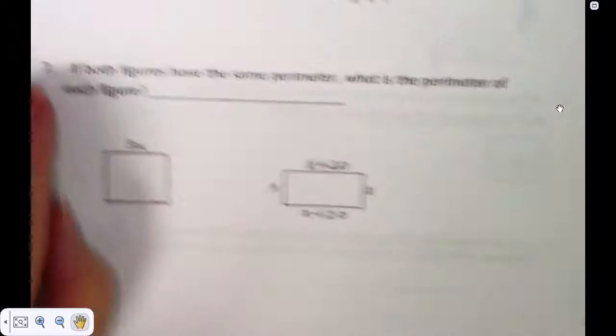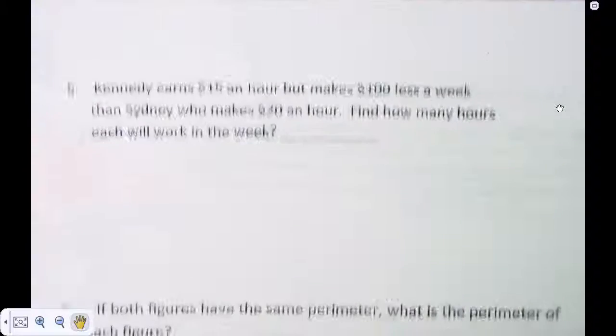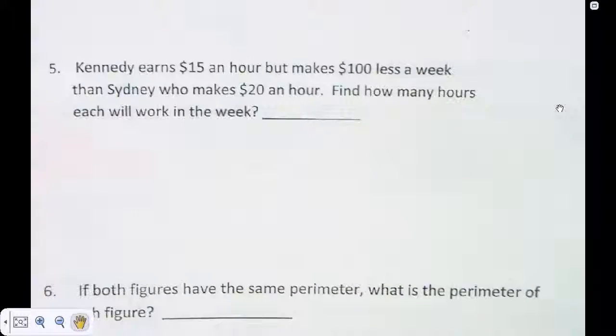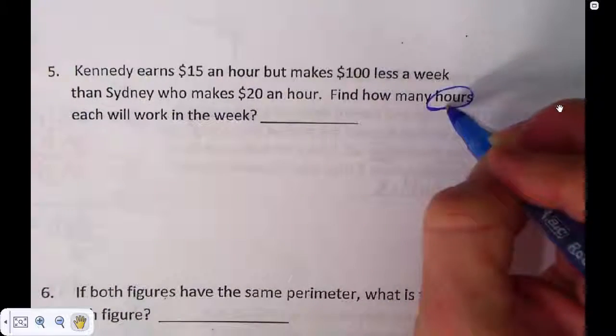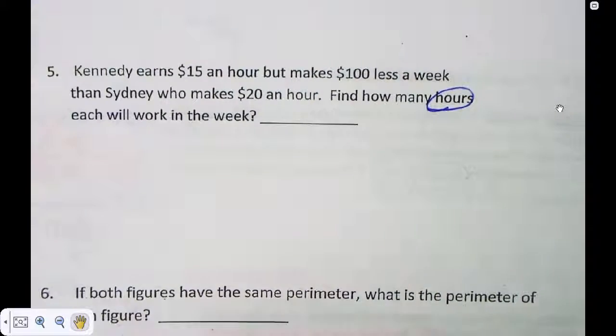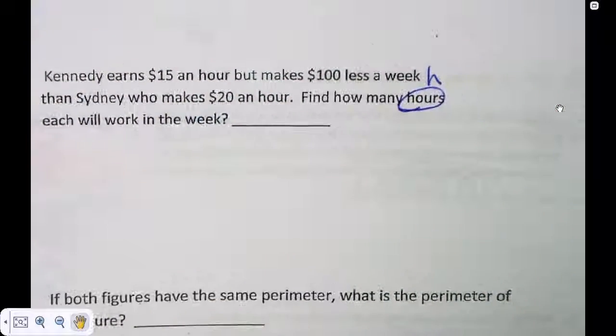Okay, on the back, number 5. Now this might help make it a little easier. This one might be a little more that you can relate to. Kennedy earns $15 an hour, but makes $100 less a week than Sydney, who makes $20 an hour. Find how many hours each will work in the week. So we're trying to find how many hours they work. So let's put H for the hours.